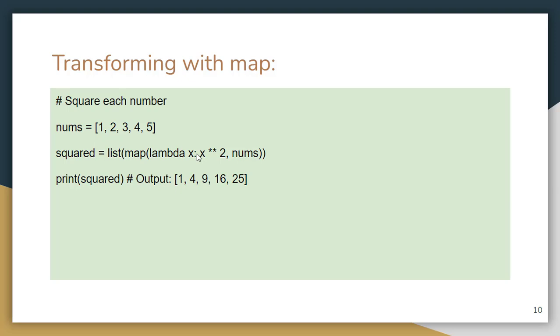And whenever we write print squared, then we get the output 1, 4, 9, 16, 25. If you run the code, then you can see 1, 4, 9, 16, 25. That is the square of 1, square of 2, square of 3, square of 4, and square of 5.